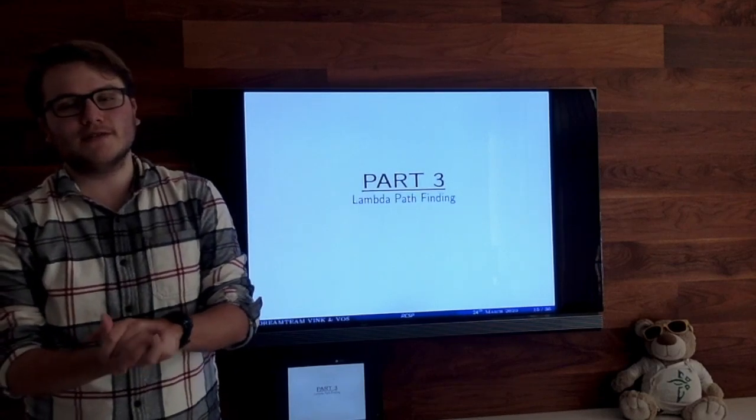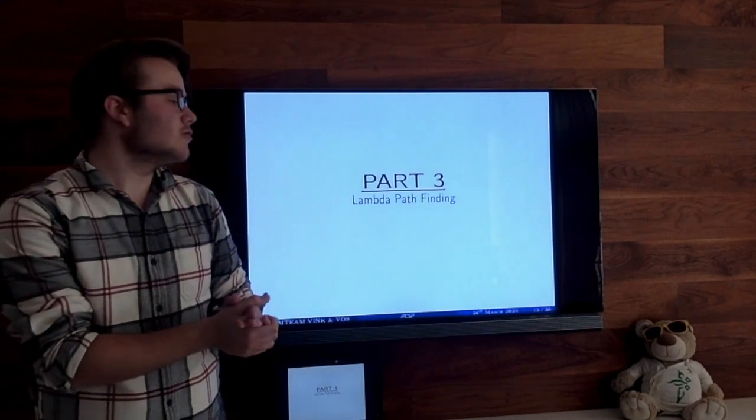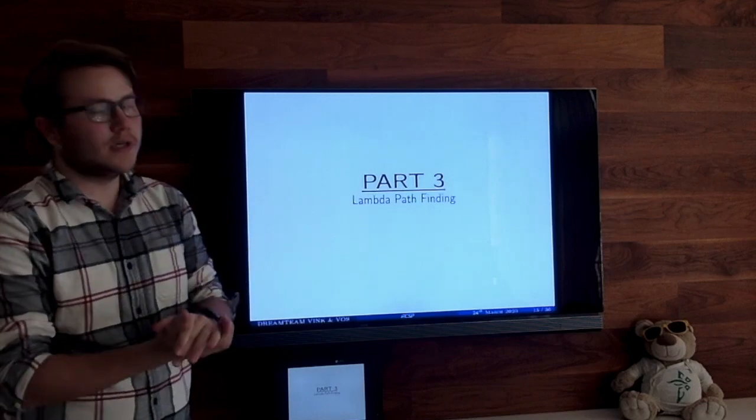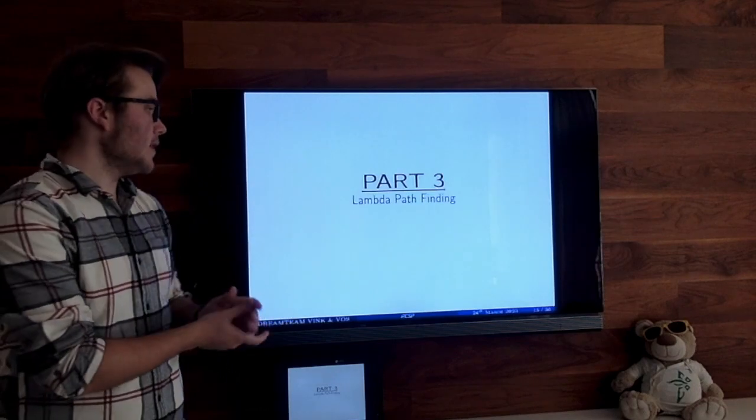Thank you, Wout, for a lovely explanation on how to pre-prune a graph. With this pre-pruned graph, we will now try to find a solution to our RCSP problem using the Lambda pathfinding algorithm.